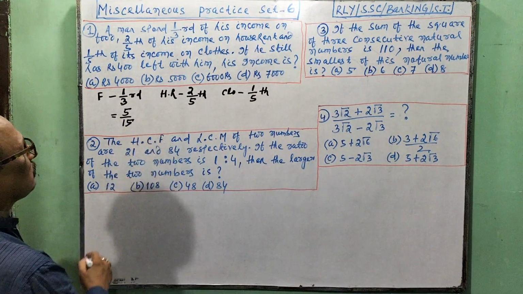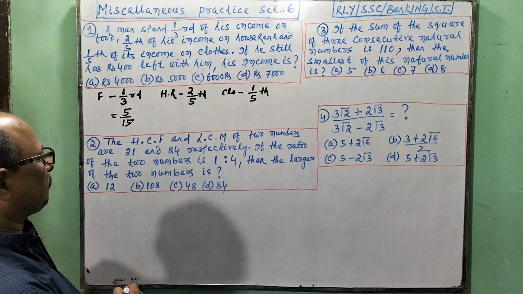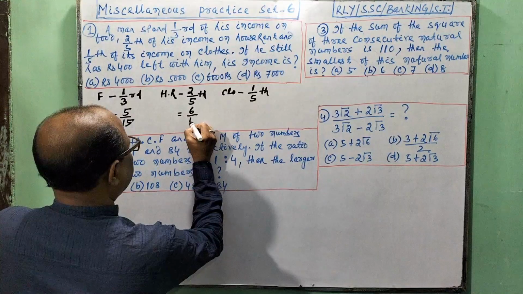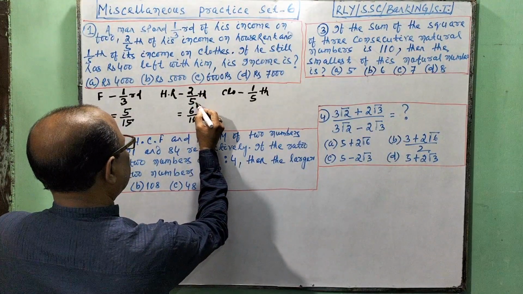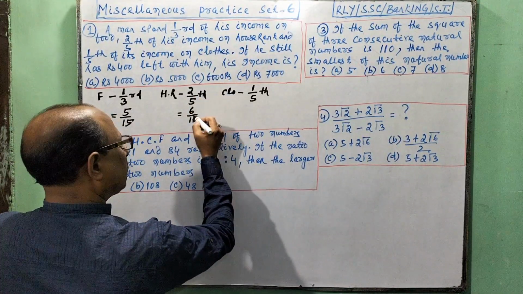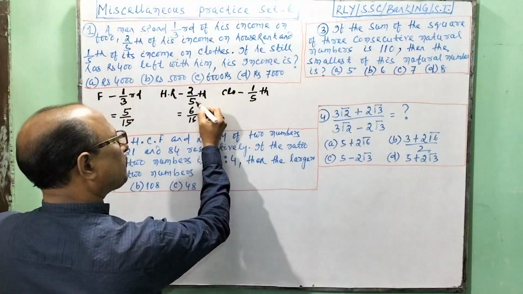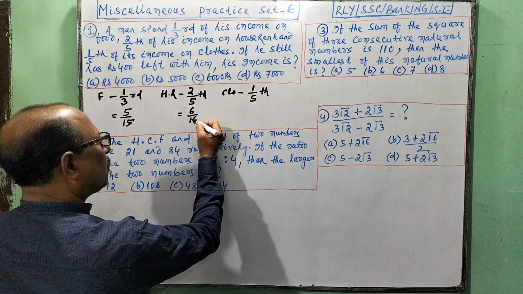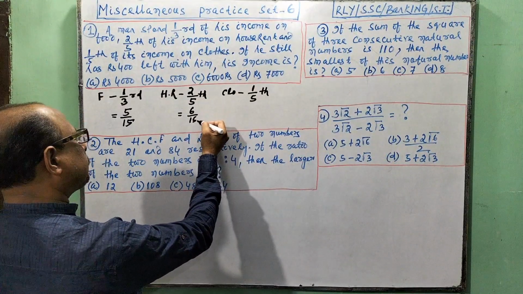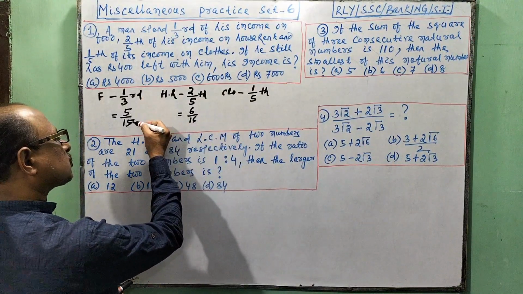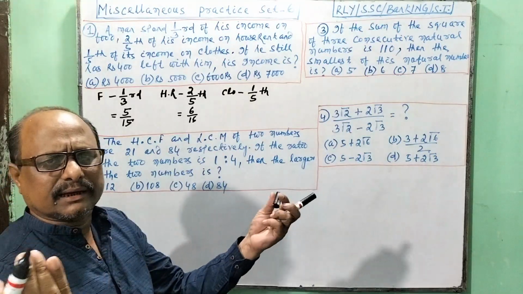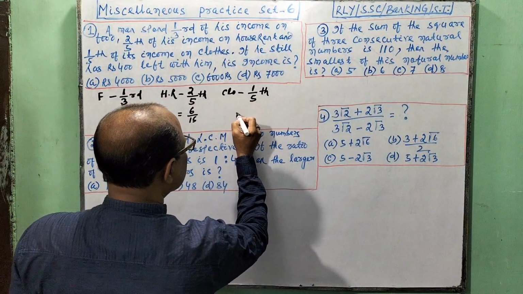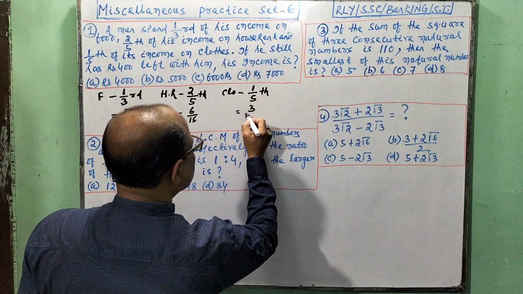Am I right? 2/5 is also equal to 6/15: you multiply by 3 here and 3 here. So 2/5 is equal to 6/15, and 1/3 is equal to 5/15. Easy thing. Next, 1/5 is 3/15.